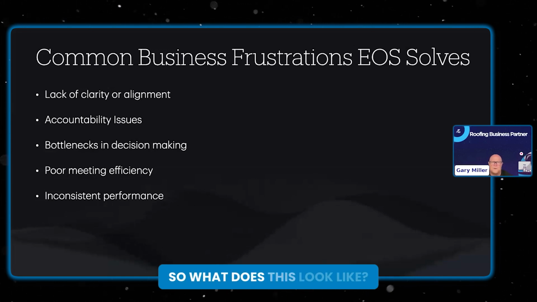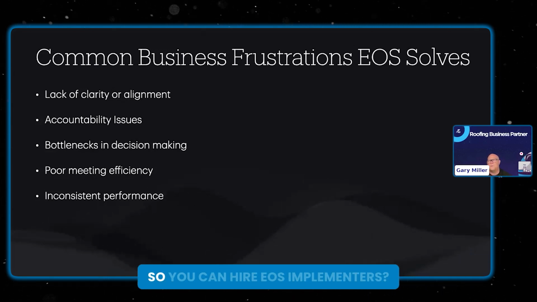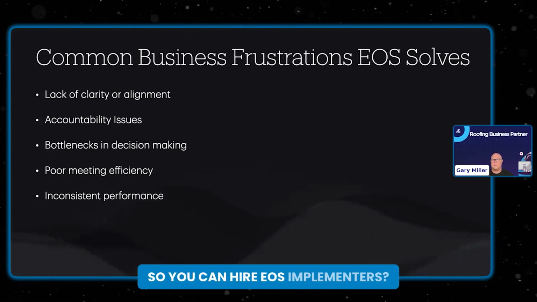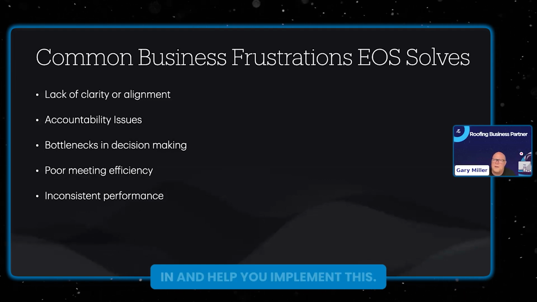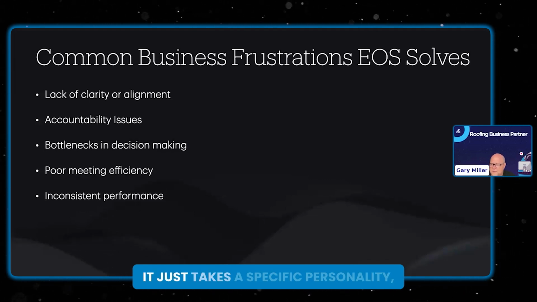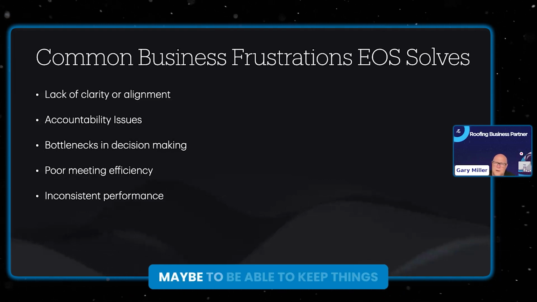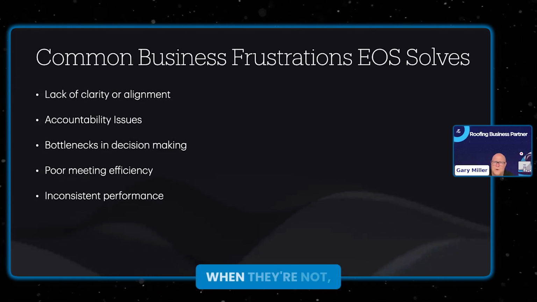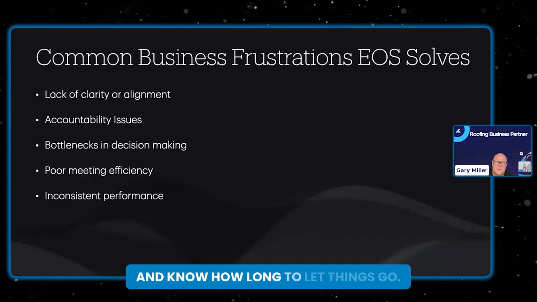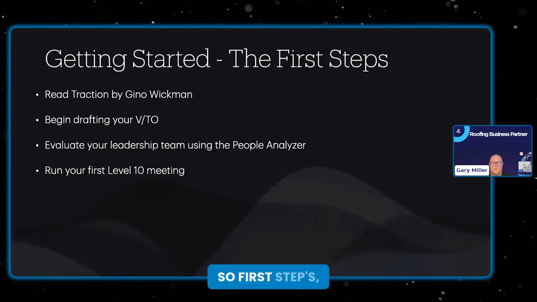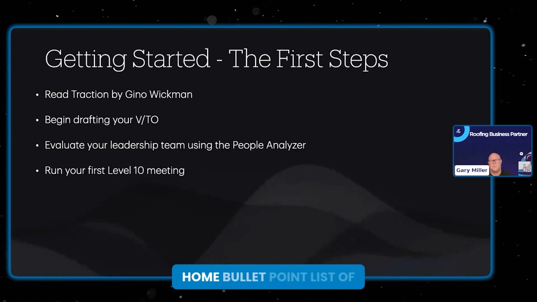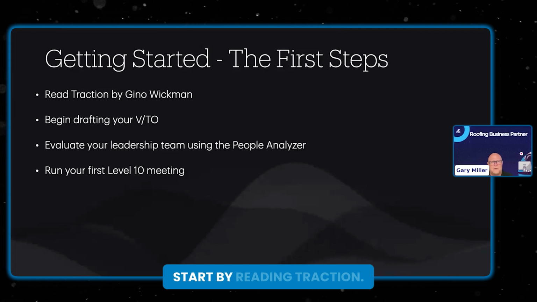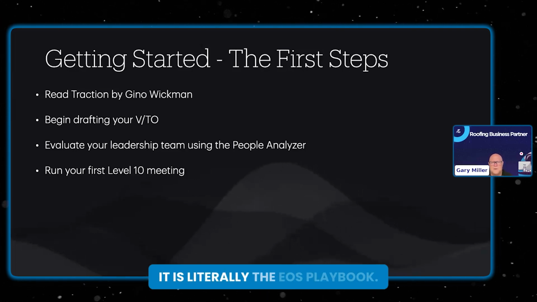So what does this look like? How do you actually do it? So you can hire EOS implementers. They are people who will come in and help you implement this. It just takes a specific personality maybe to be able to keep things on track and pull things back when they're not, and know how long to let things go. So first steps, like if you want to take home a bullet point list of what to do next, start by reading Traction. It is literally the EOS playbook.